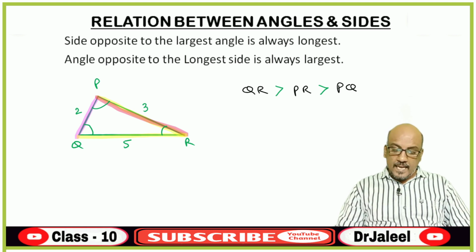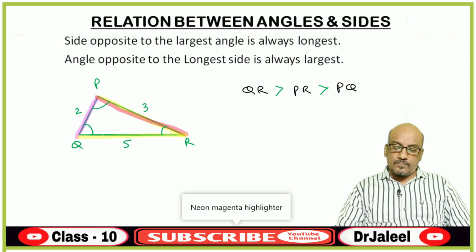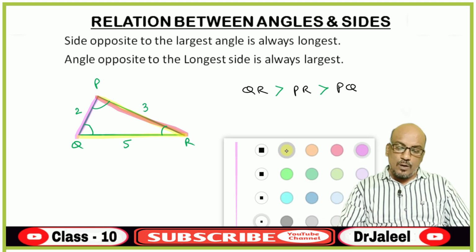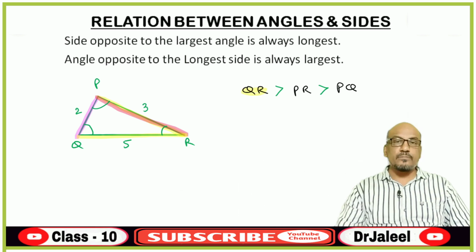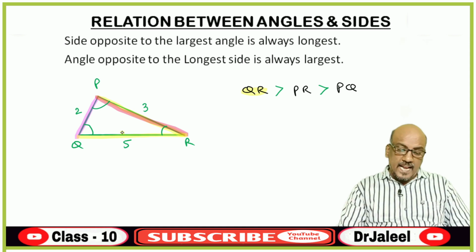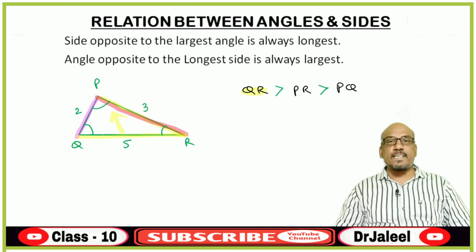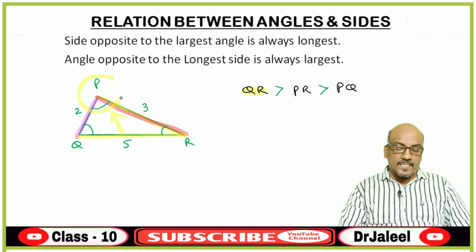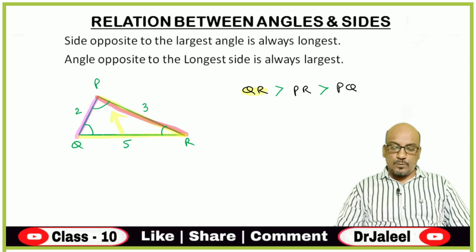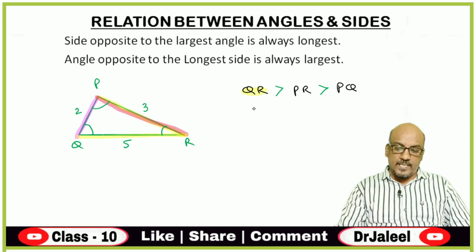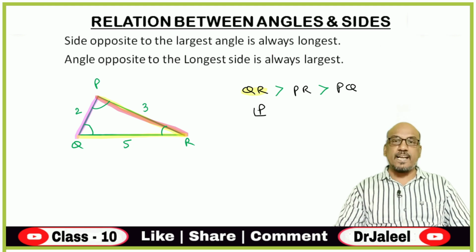So as QR is the longest side, what is the opposite angle to QR? It is nothing but this P. So opposite angle to the longest side is always larger. That means angle P is going to be the larger angle.